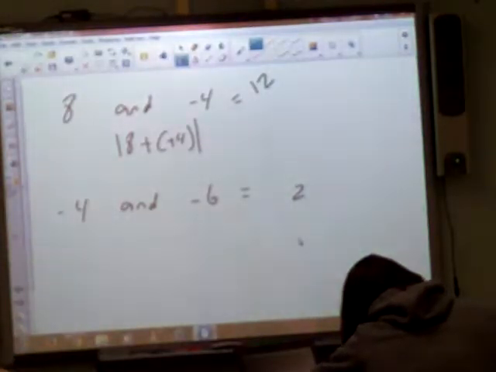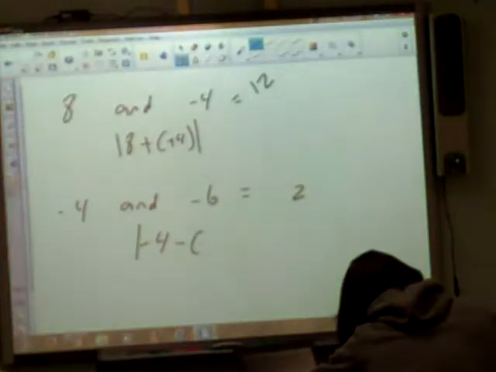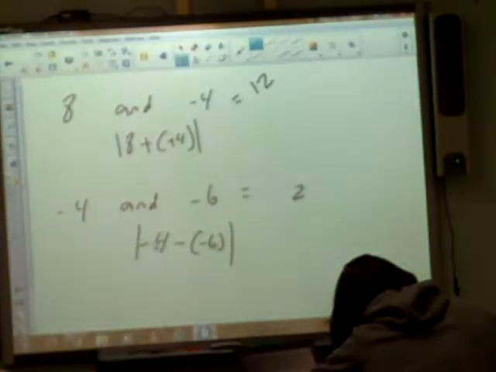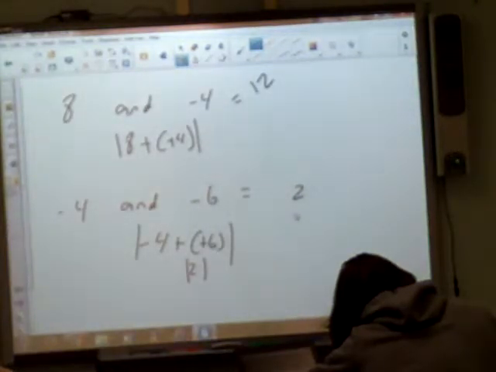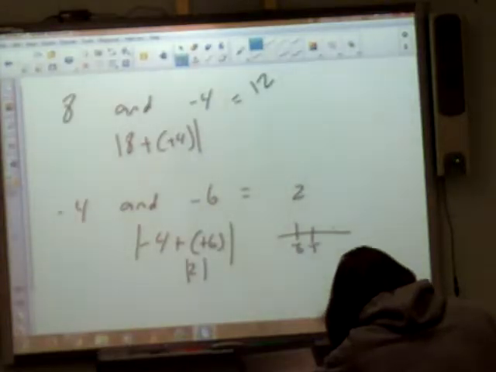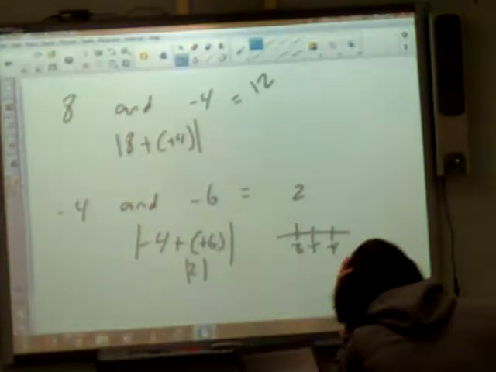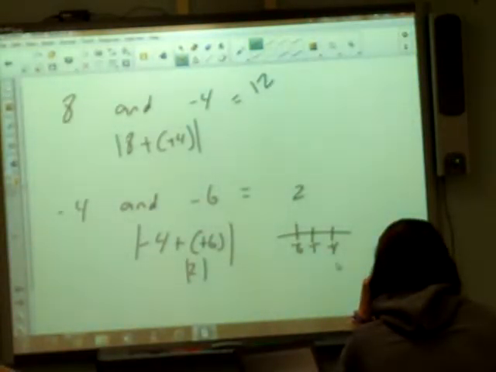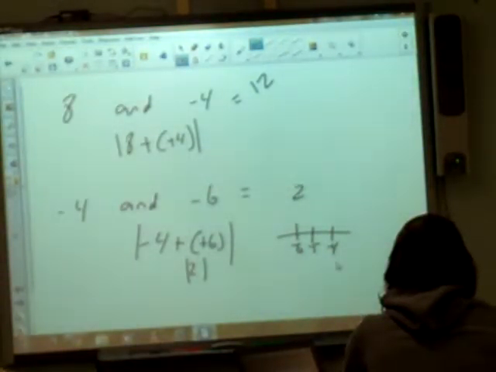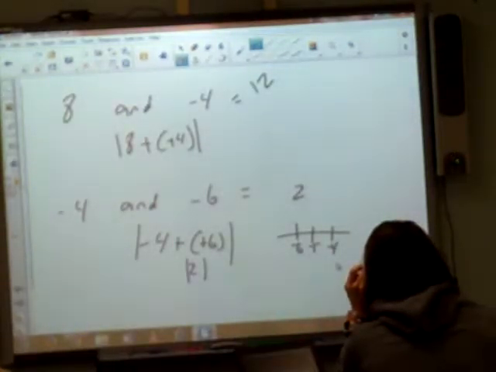They're 2 units apart. If you set that up, it'd be the absolute value of negative 4 minus negative 6. Negative 4 minus negative 6 changes to a plus, so you're looking at negative 4 plus 6, which is 2. And the absolute value of 2 is 2. That should make sense, because on your number line, negative 6, negative 5, negative 4: 1, 2. All right, so we find the distance. Everybody good? We're getting there. Down to the next bullet point, multiplying.